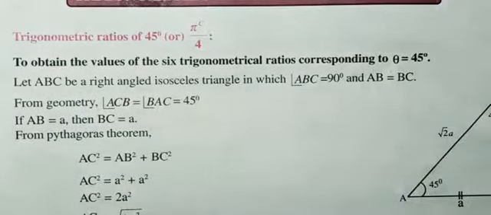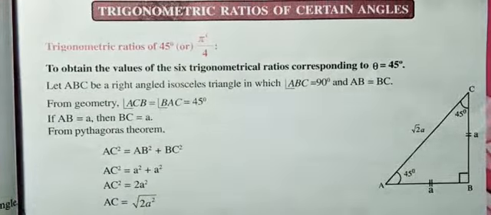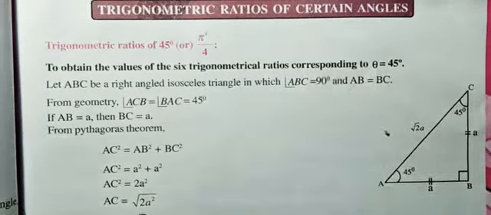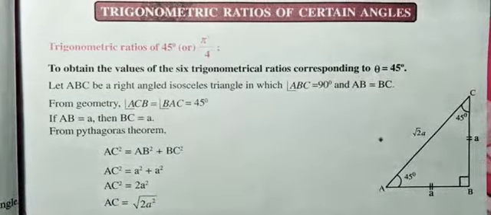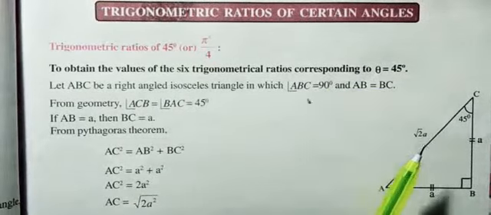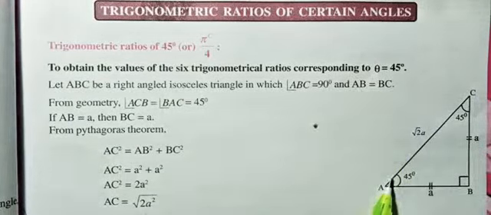Now we are going to see the trigonometric ratio of certain angles. Hope you are able to see it. Here the triangle is given, a right angle isosceles triangle, whose two sides are measured A and A, and this is obviously root 2A. So this is 45 degree, this is 90 degree. Now from here we have to obtain the value of trigonometric ratio corresponding to theta equal to 45. That is this is equal to 45 and this is equal to 45.